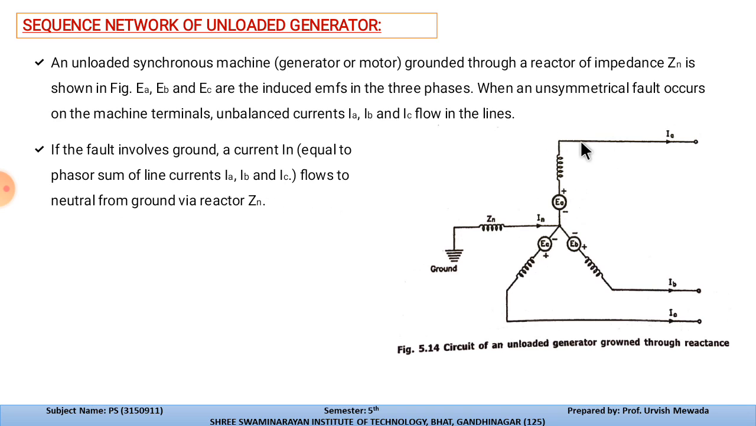Whatever current transfers through this will be the addition of all three lines. Whenever such a fault occurs, a loop is created through the ground, and current will flow like this. So this is the current In, which is the addition of Ia, Ib and Ic whenever a line to ground fault or such a condition arises. So the addition of these three currents becomes the neutral current: In equals Ia plus Ib plus Ic. So this is the sequence network of an unloaded generator.